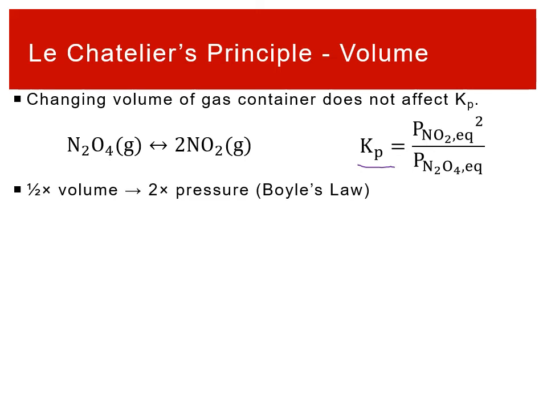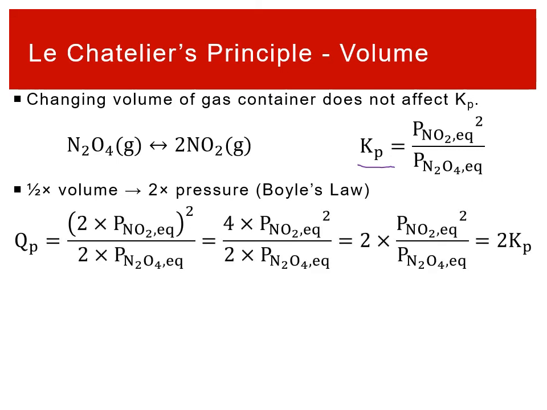So how does this cause a change? Well, if we decrease the volume, say I halve my volume, my pressure is going to double. This comes from Boyle's law, that inverse relationship between pressure and volume of gas. So all my pressures have doubled, which means when I change the box size, I affect the values of the pressure that was at the previous equilibrium. Now the system is not necessarily at equilibrium. So I need to start calculating my Qp, right? Because those pressures have changed.